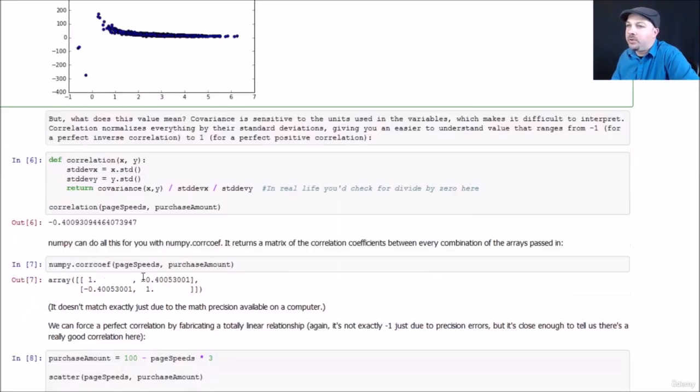Now NumPy can actually compute correlation for you using the corrcoef function. So if we wanted to do this the easy way, we could just say numpy.corrcoef, page speeds, purchase amount. And what that gives you back is an array that gives you the correlation between every possible combination of the sets of data that you pass in.